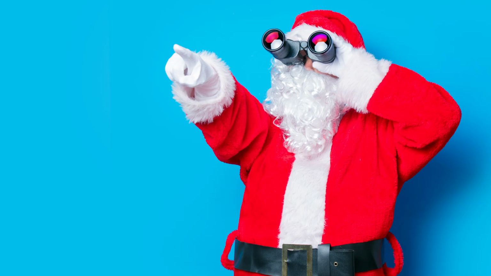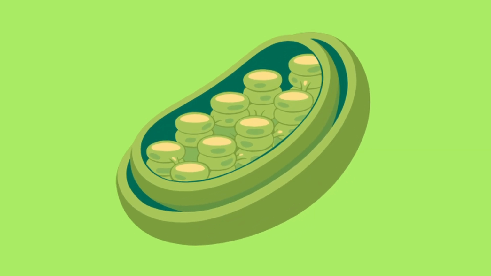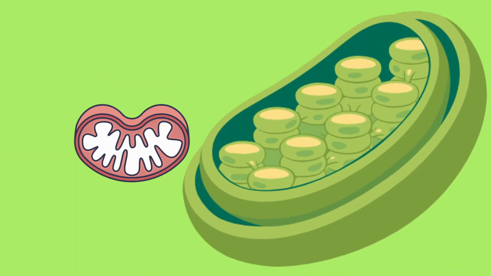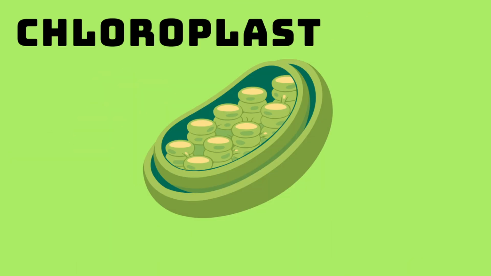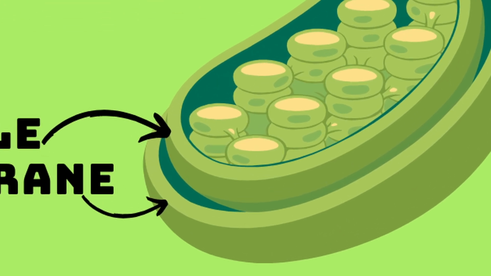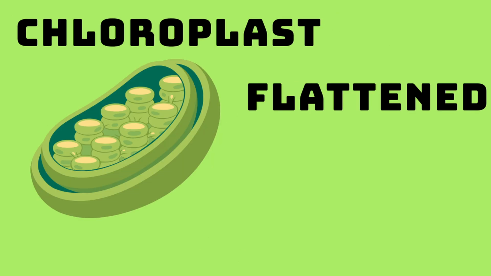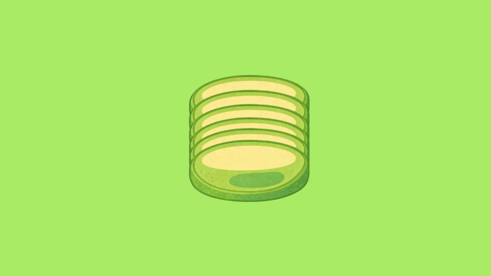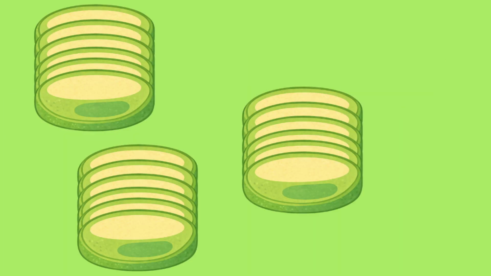Now, let's look at chloroplasts, the structures that let plants turn sunlight into something useful. They're larger than mitochondria, and like them, are enclosed by a double membrane that holds everything together. Inside are flattened membrane sacs called thylakoids, stacked into towers known as grana. These stacks are linked by lamellae, thin membranes that connect the grana and help move materials between them.